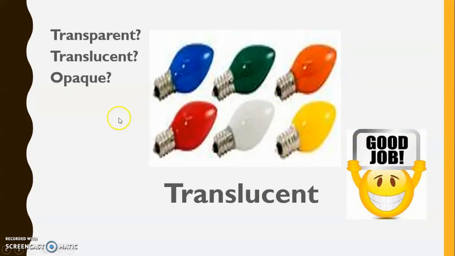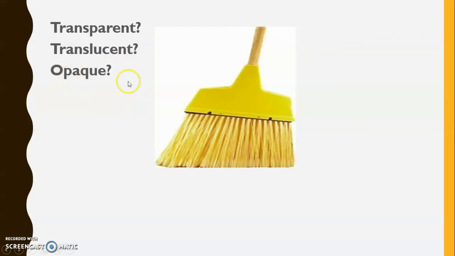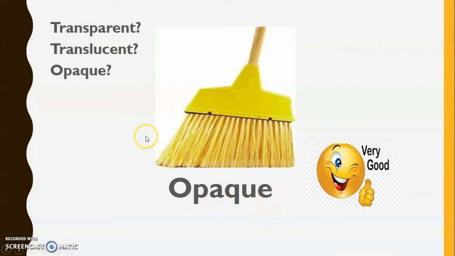Good job. Okay. Next, we have a broom. So you will know what object it is. It belongs to transparent, translucent, or an opaque object. So what do you think? What do you think this one is? It is an opaque object. Very good. Okay, so let's proceed to the next one.